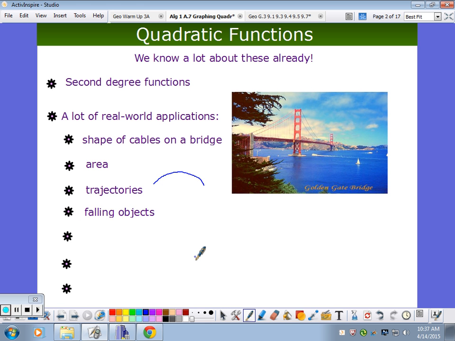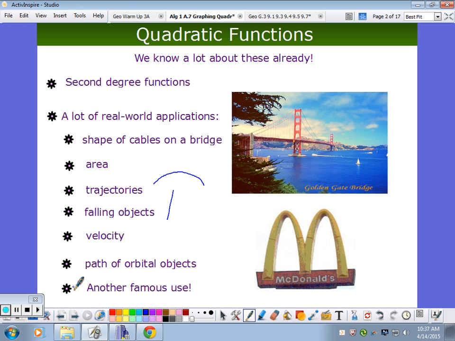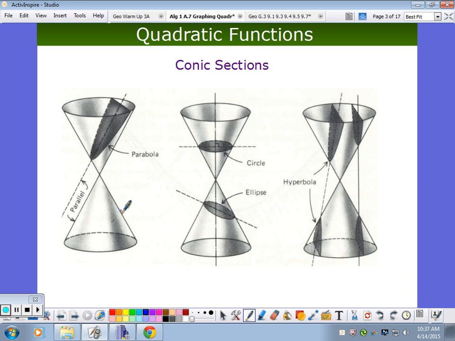Okay, a falling object is quadratic. There's a lot of physical applications. Velocity. Orbital objects are quadratic. And of course, the most important one, look at that, the golden arches, they are quadratic. So we're going to learn a little bit more about them.